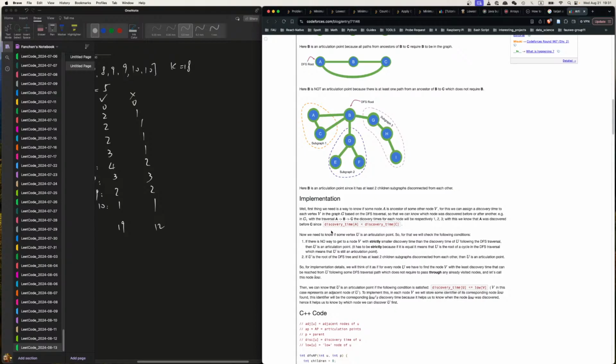For every node U, we have to find a node V with the least discovery time that can be reached from U following some DFS traversal path, which does not require passing through any already visited nodes. We can use BFS for that.